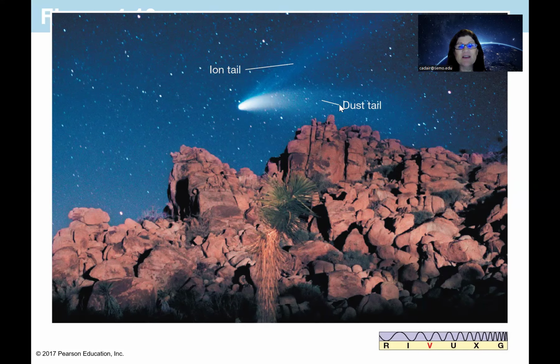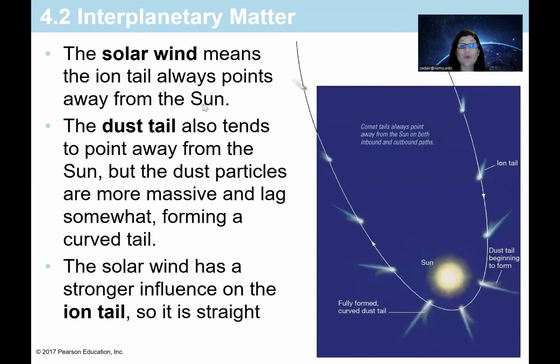So here is the dust tail that comes off, and here's the ion tail. The ions and the dust are affected by the solar wind, but they're affected a little bit differently because the ions are stripped of their electrons, and it acts slightly different than the dust tail. So the solar wind means that the ion tail always points away from the sun. The dust tail also tends to point away from the sun, but the dust particles are more massive and lag somewhat, which makes them curve. The solar wind has a stronger influence on the ion tail.